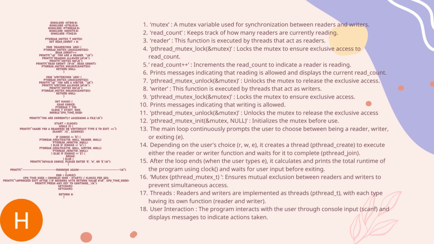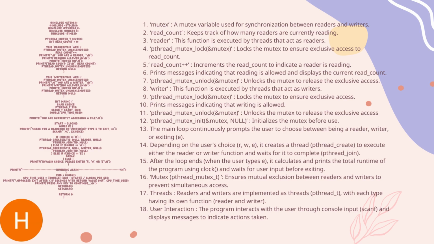For the writer, this function is executed by threads that act as writers. pthread_mutex_lock(&mutex) locks the mutex to ensure exclusive access. It prints messages indicating that writing is allowed. pthread_mutex_unlock(&mutex) unlocks the mutex to release the exclusive access. And pthread_mutex_init(&mutex, NULL) initializes the mutex before use.